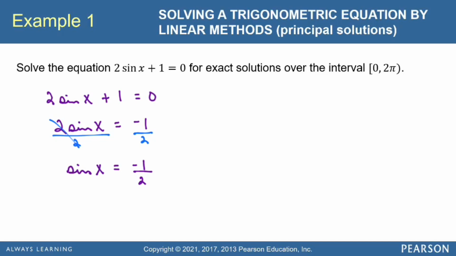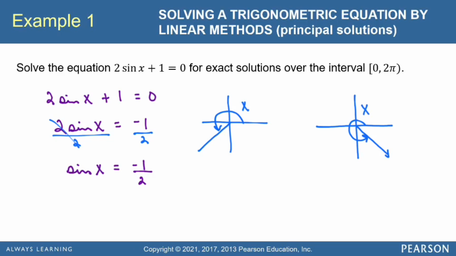Now there are two quadrants where sine values can be negative, so that would be quadrant 3 and quadrant 4. So we're going to have a solution in each of those quadrants. From memory, I know that the sine of 30 degrees is 1/2, so we can label this reference angle as 30 degrees and also this reference angle as 30 degrees.